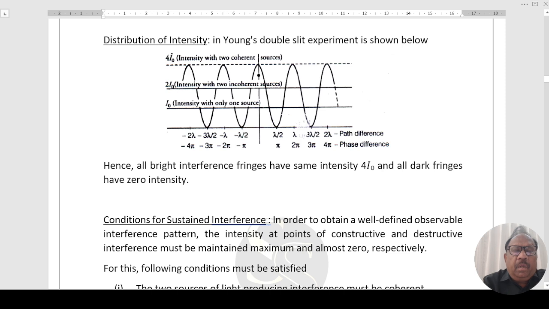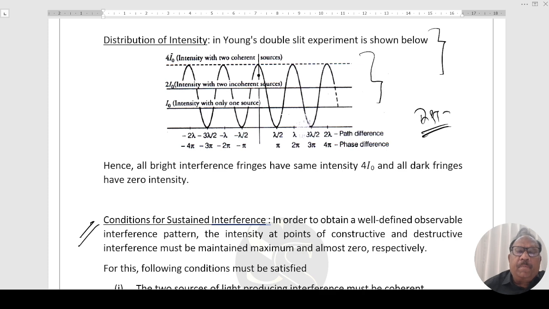Now, to discuss further, the condition of sustained interference and distribution of intensity. In Young's double slit experiment, intensity remains the same for the first, second, third, fourth, fifth fringes. Whereas in the case of the diffraction pattern, intensity goes on decreasing.